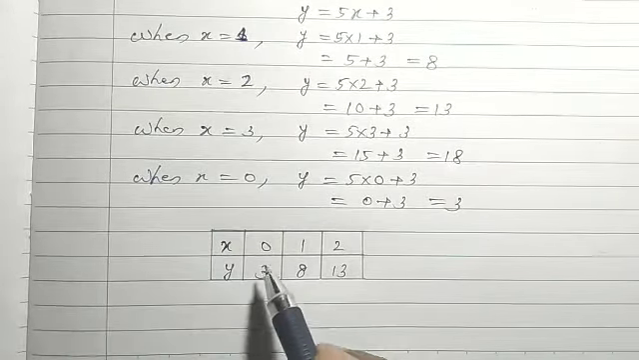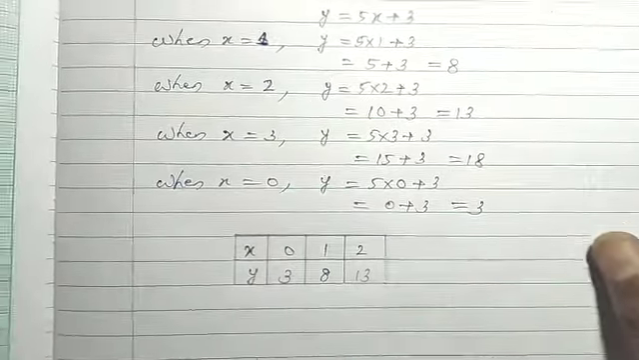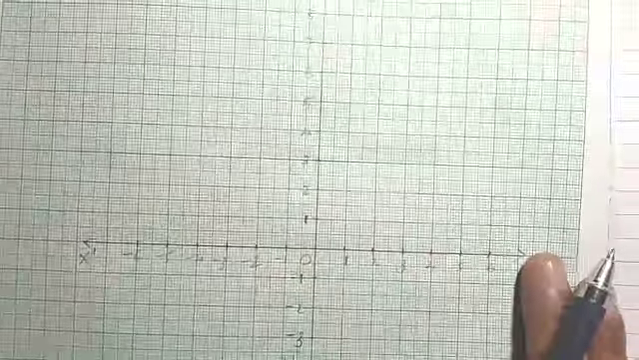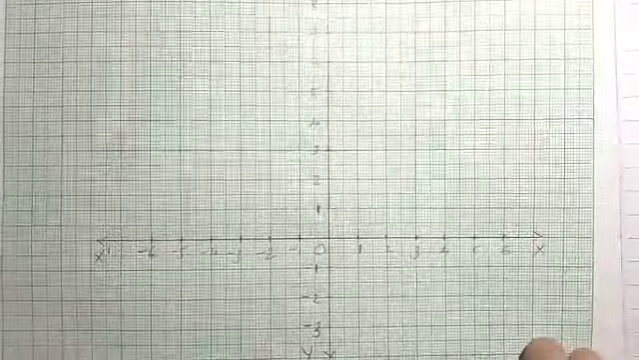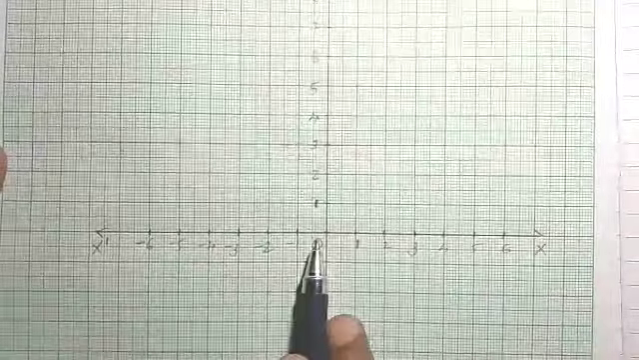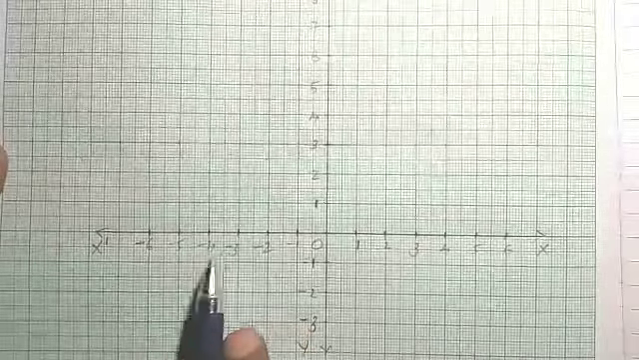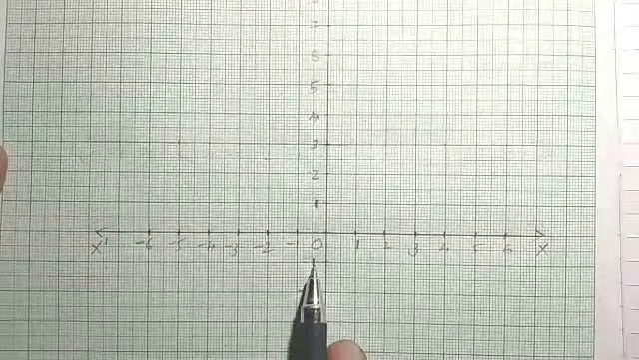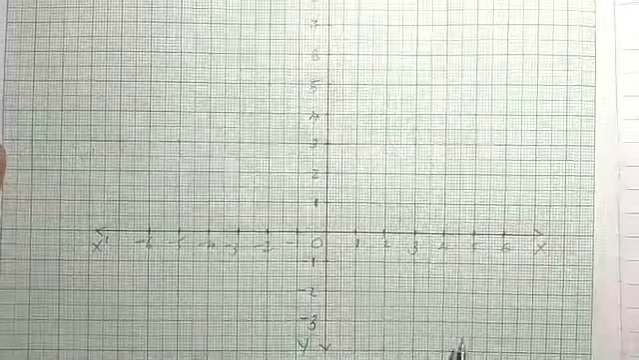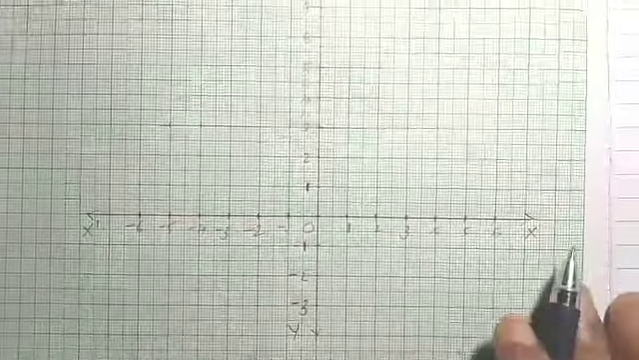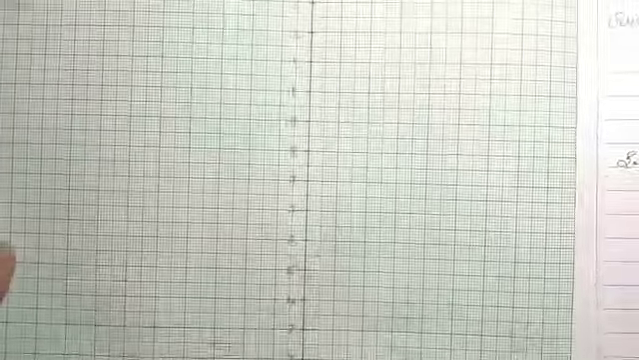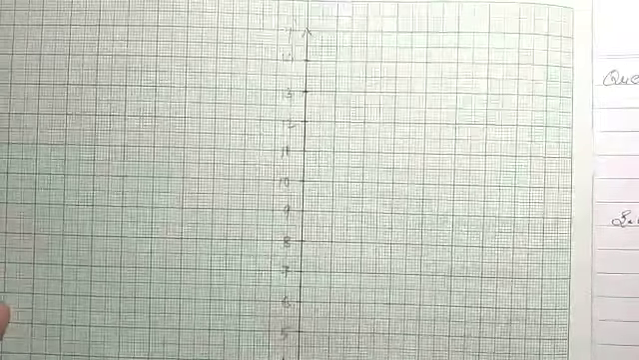Now we have to mark these points on a graph paper. For that, first we have to draw the x-axis and y-axis. Here I have already drawn X'OX, 1 2 3 4 5 6, minus 1 minus 2 minus 3 minus 4 minus 5 minus 6, and downside minus 1 minus 2 minus 3, and here you have to mark y. Arrow mark should be there. Upside 1 2 3 4 up to 14 I have marked, because here it is coming 13.